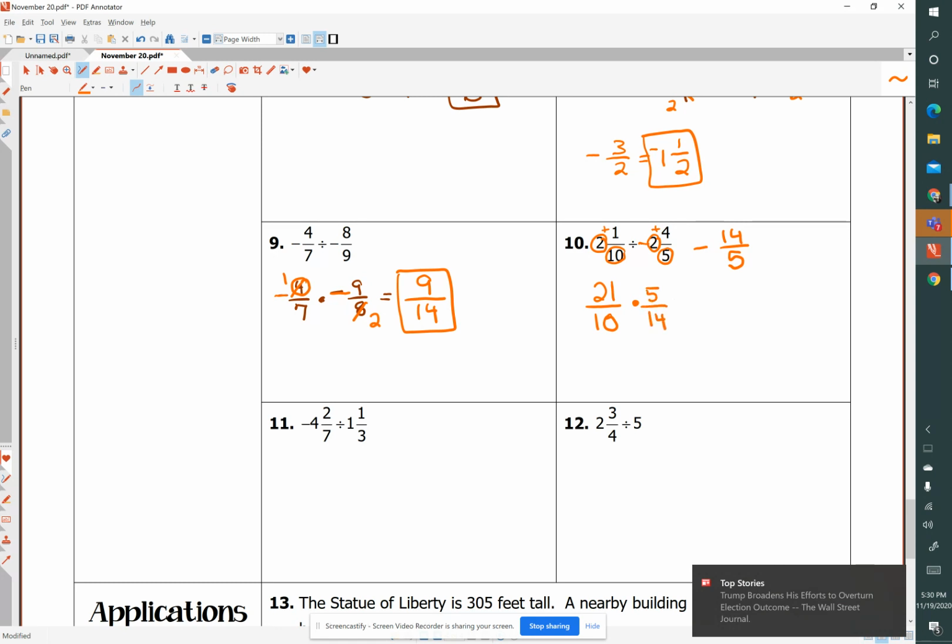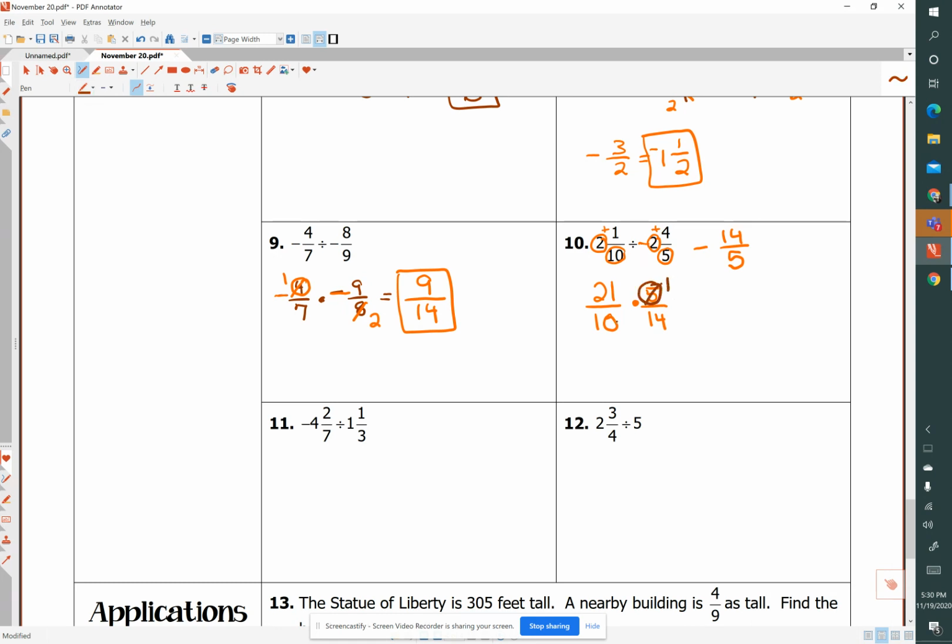Now, here's what I see. I see lots of opportunity to cross simplify. 5 goes into itself one time. 5 goes into 10 two times. 21 and 14 are both divisible by 7. So 14 divided by 7 is 2, and 21 divided by 7 is 3. Smaller numbers are better numbers.